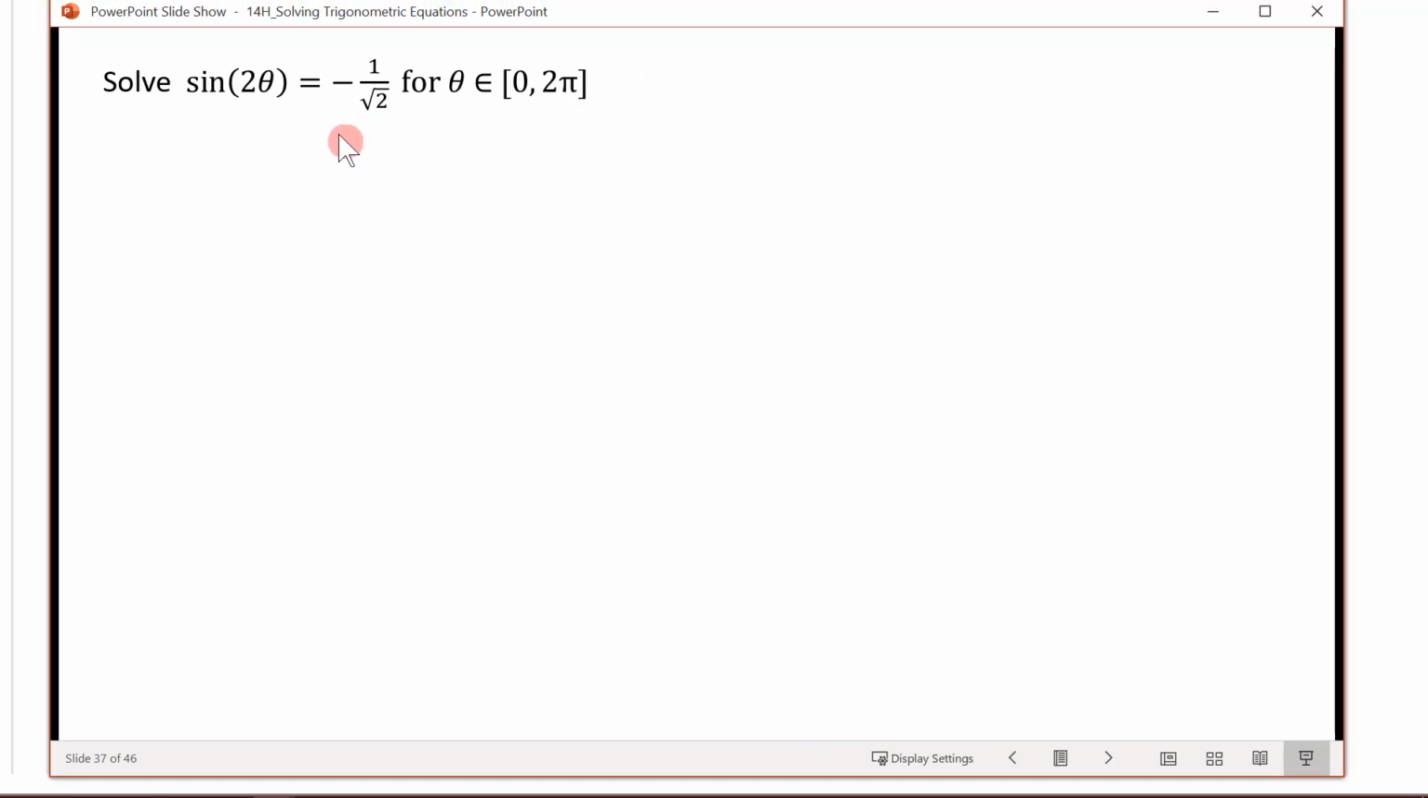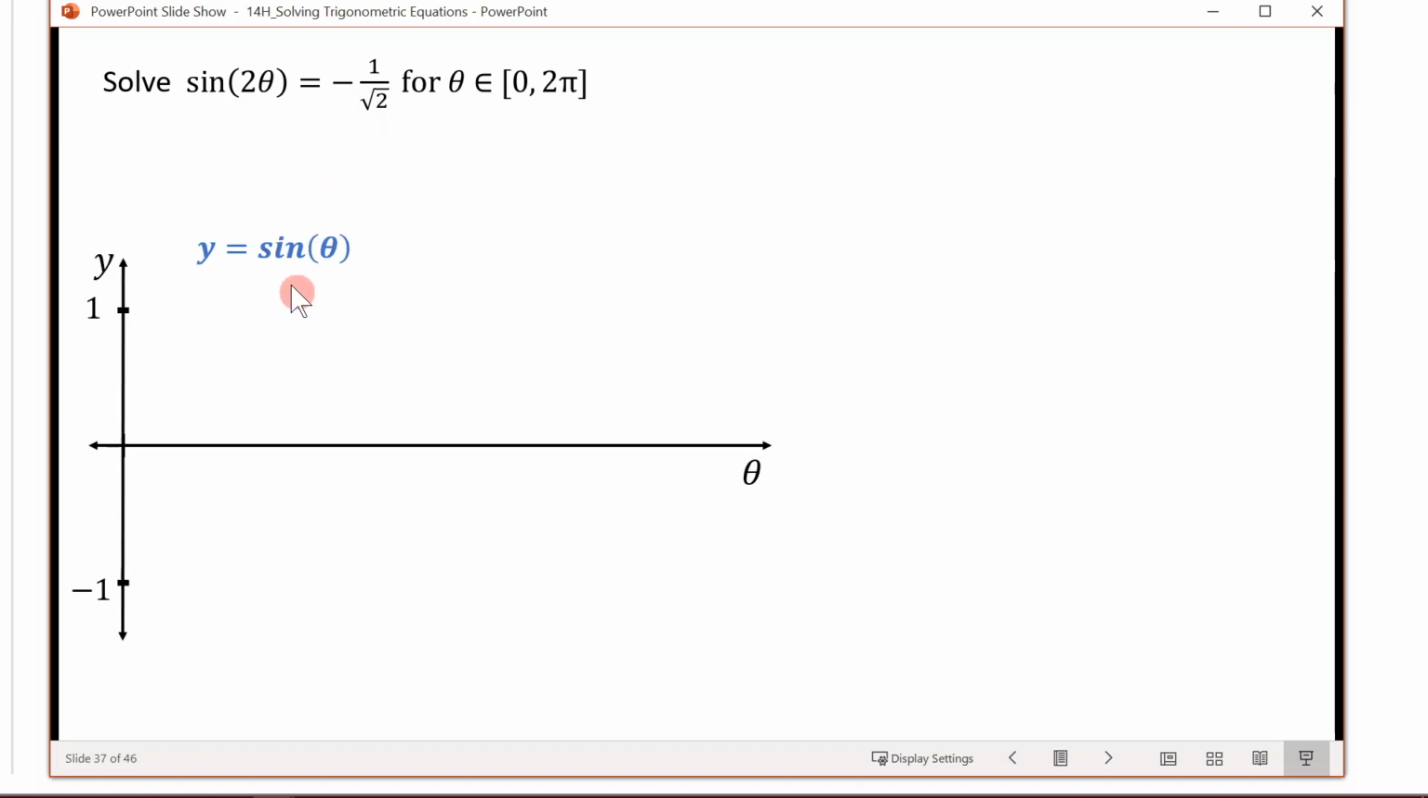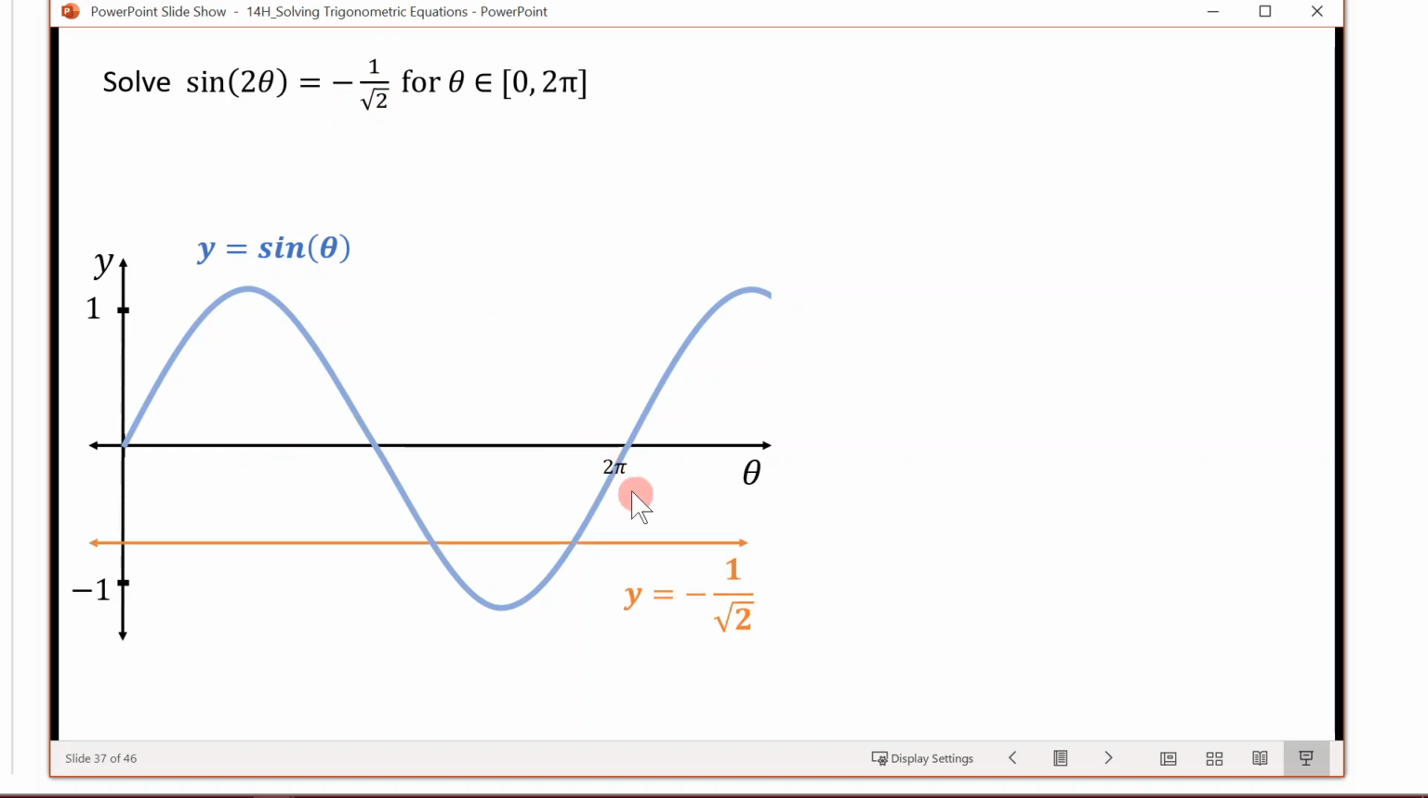How are we going to visualize this? Well, let's just start off with what we know. Let's draw our axes and let's just draw y equals sine of theta. We can do that. And again, let's also draw in this right here, so y equals negative 1 over the square root of 2. That's going to be here. And as you can see, if I was just to solve this, I would end up with 2 points of intersection. So therefore 2 solutions.